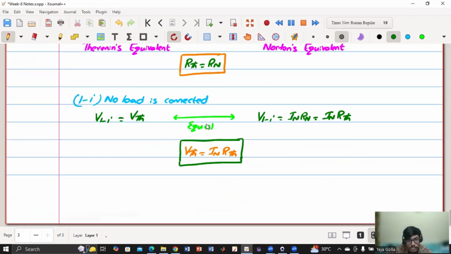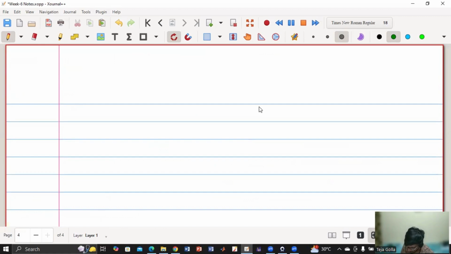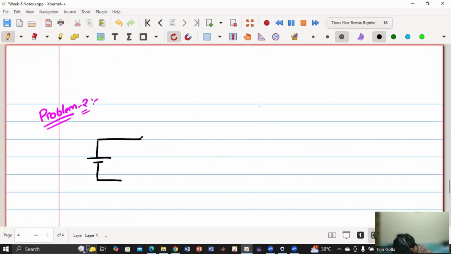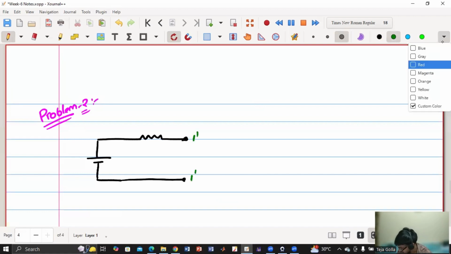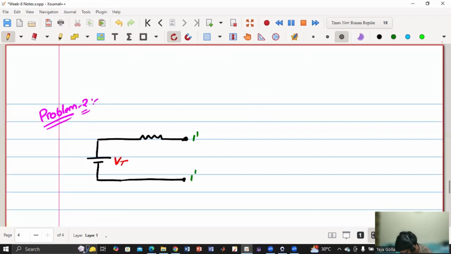So let us use the same example. Now I am calling it problem 2. So our equivalent circuit is something like this. Are you following? I hope that whatever I have told was understood. If you have any query, please ask. Don't hesitate. VThevenin is minus 4 volt and RThevenin is 50 kilo ohm.